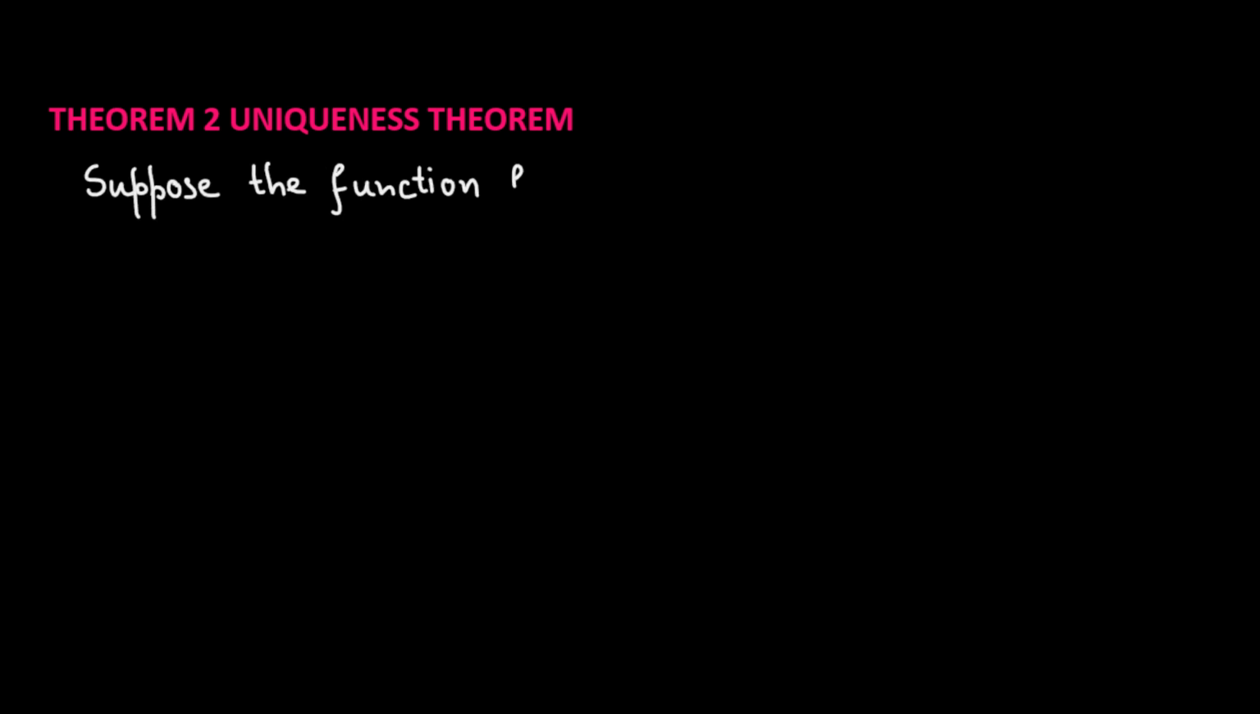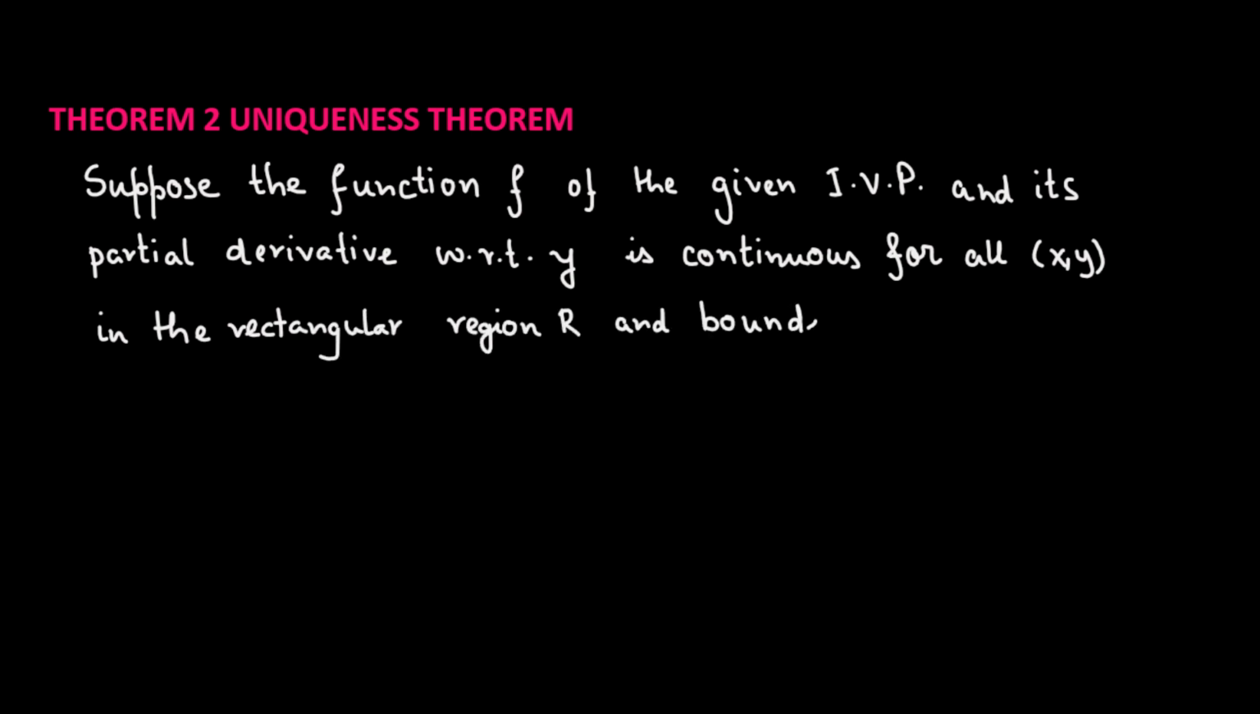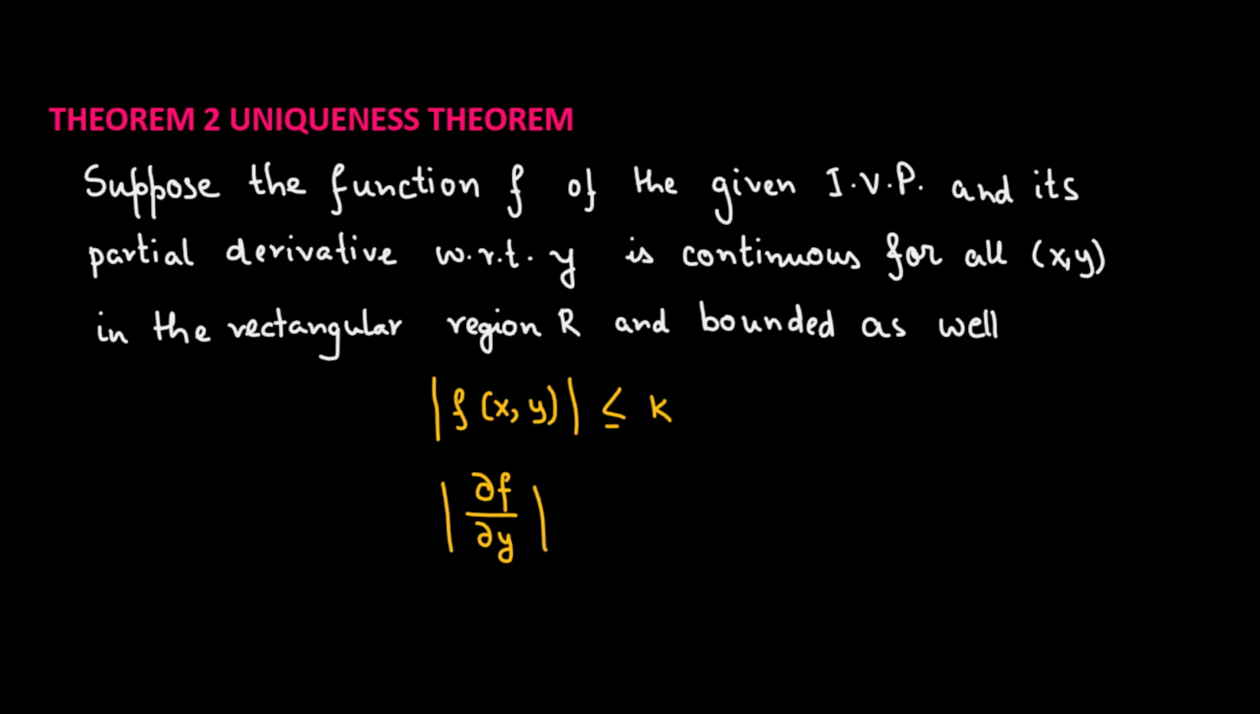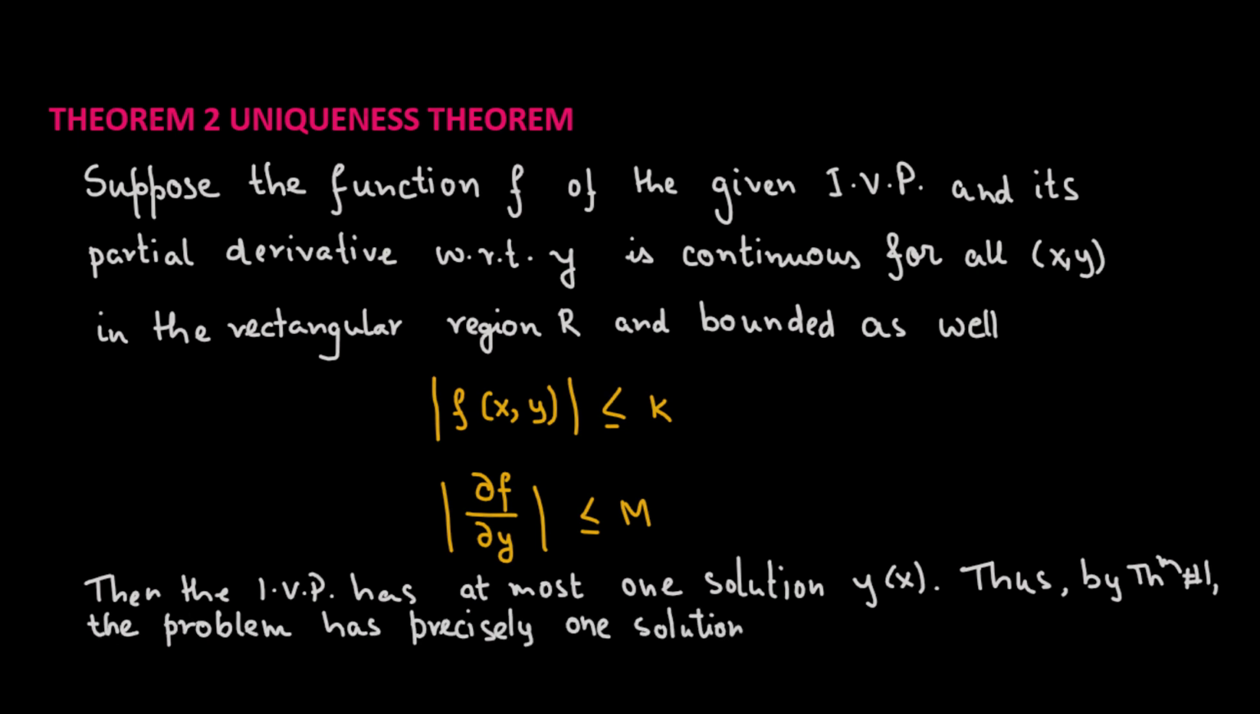Suppose the function f of the initial value problem and its partial derivative with respect to y are continuous for all (x, y) in the rectangular region R and bounded as well. That is, the absolute value of the function is less than k and the absolute value of the partial of f with respect to y is less than m, where k and m are some positive numbers. Then the IVP has at most one solution, y(x). Thus, by theorem number 1, the problem has precisely one solution.